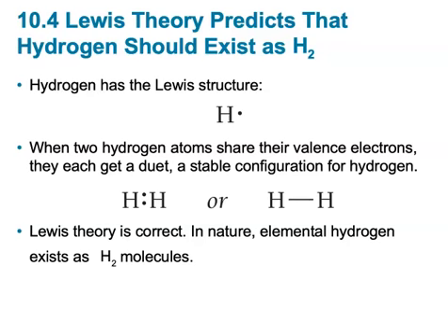Hydrogen has the Lewis structure of a single electron orbiting around its nucleus. When 2 hydrogens share their valence electrons, they're each going to get a duet, which is the stable configuration for a hydrogen. So Lewis theory is correct. In nature, elemental hydrogen exists as H2 molecules, where 2 hydrogen atoms are bonded together.